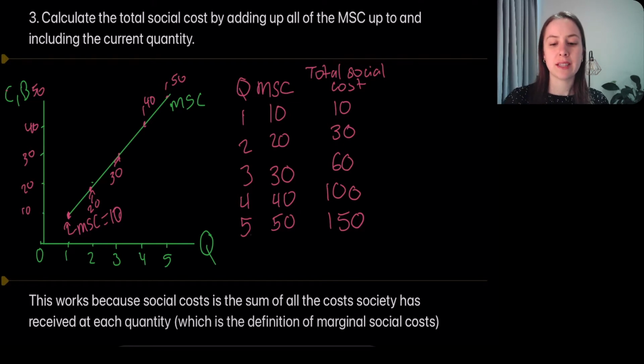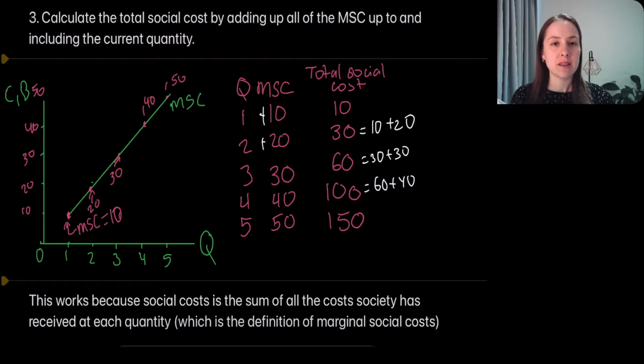So same info, total social cost. Remember that first unit added 10 to cost, so the total cost is 10. That second unit added 20, so the total cost is now 10 plus 20. That third unit added 30, so it's now 30 plus 30. And it's 60 plus 40. And that fifth unit added 50 when the total cost was already 100, giving you a total social cost of 150.